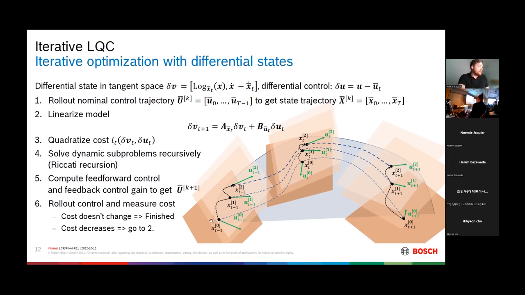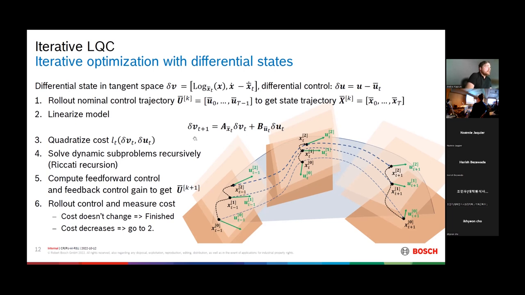And you can see, for example, in this case, we have the initial control defined, and then we just roll out the dynamics as we have seen in the previous slide. Then we apply a local linearization of my dynamics model in these differential states. And we also quadratize the cost function. Typically the cost function is given already in quadratic form, but we can also consider the generic case.